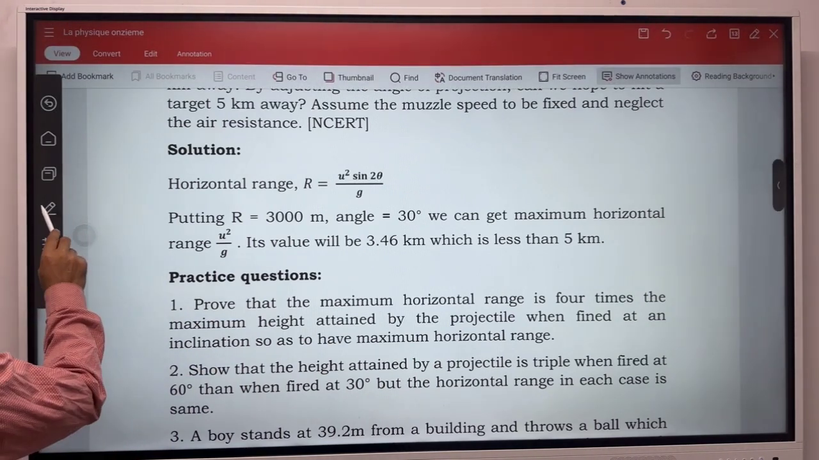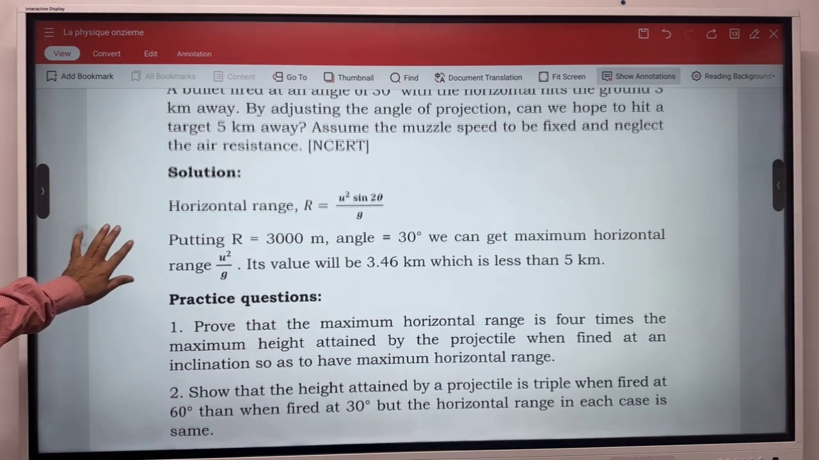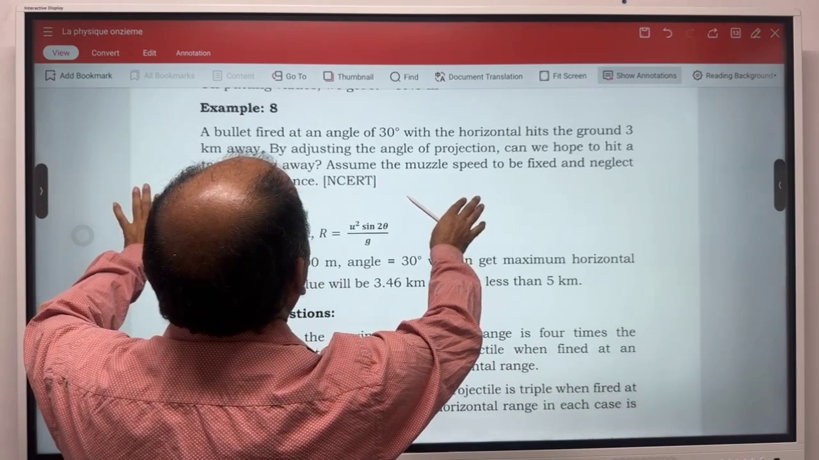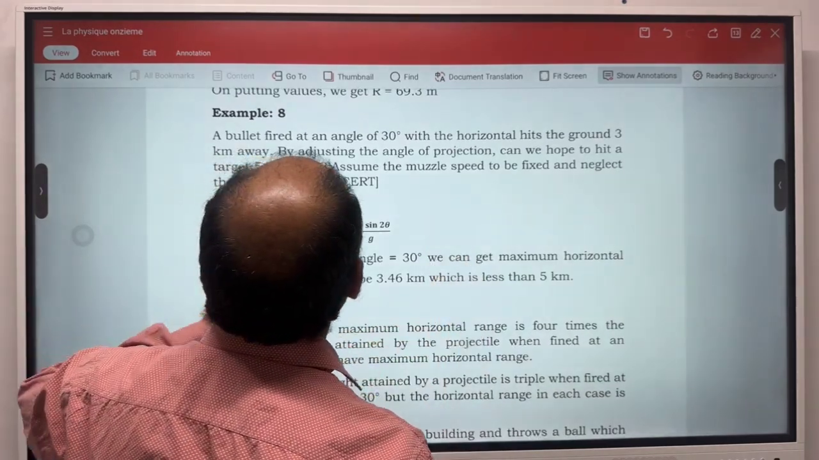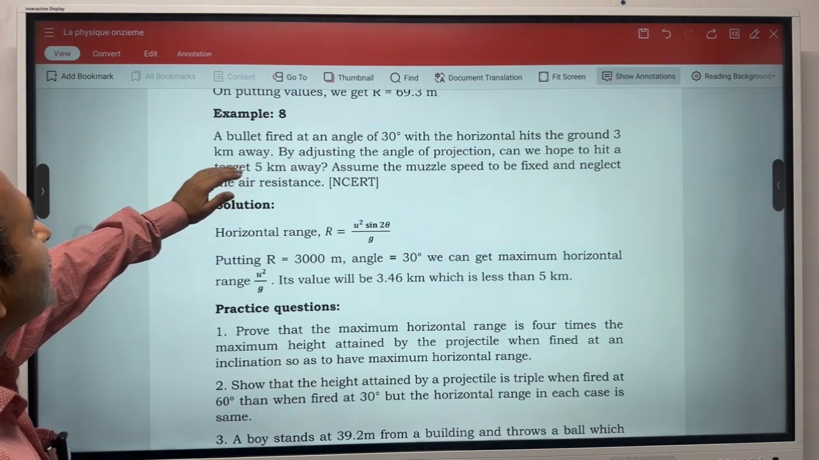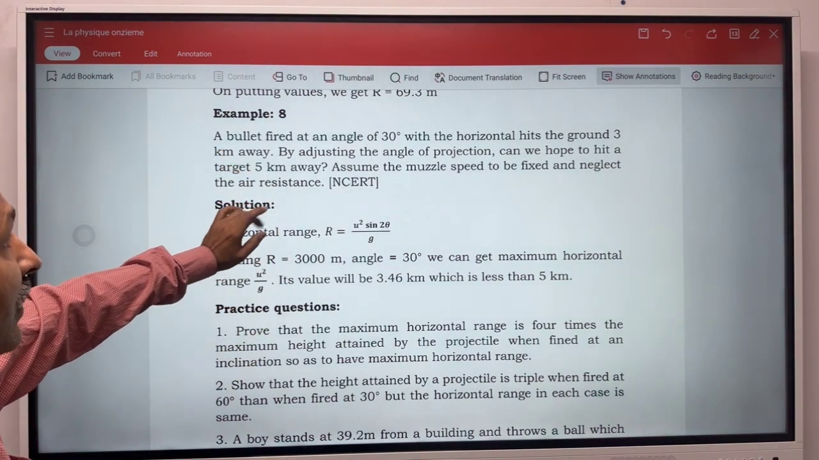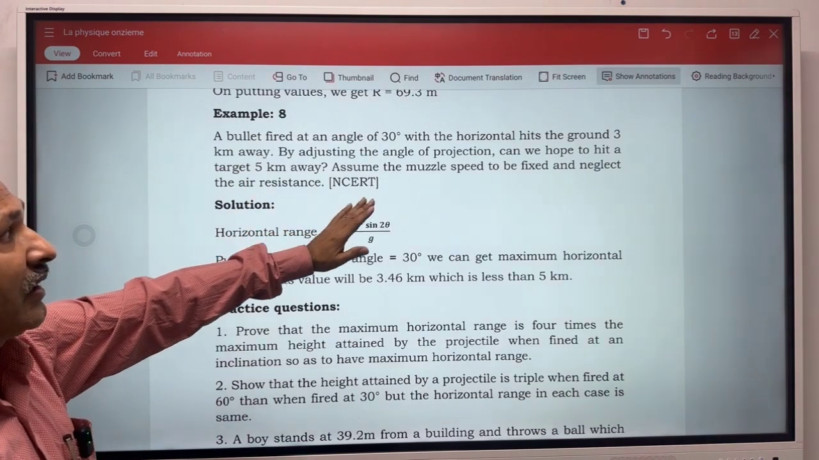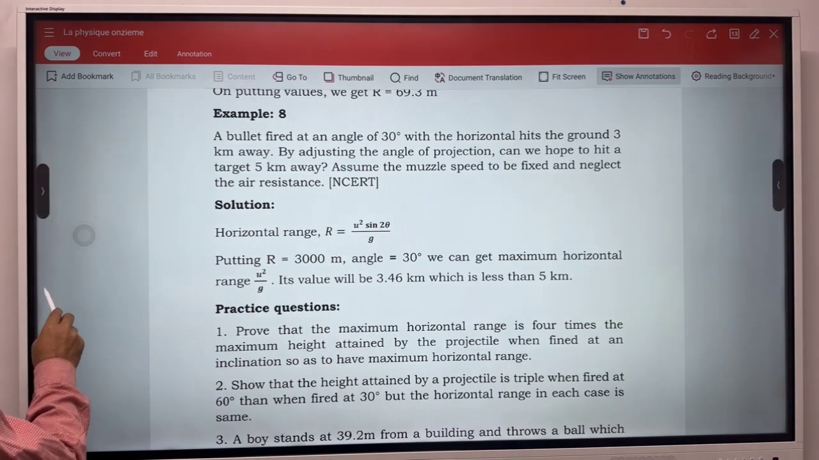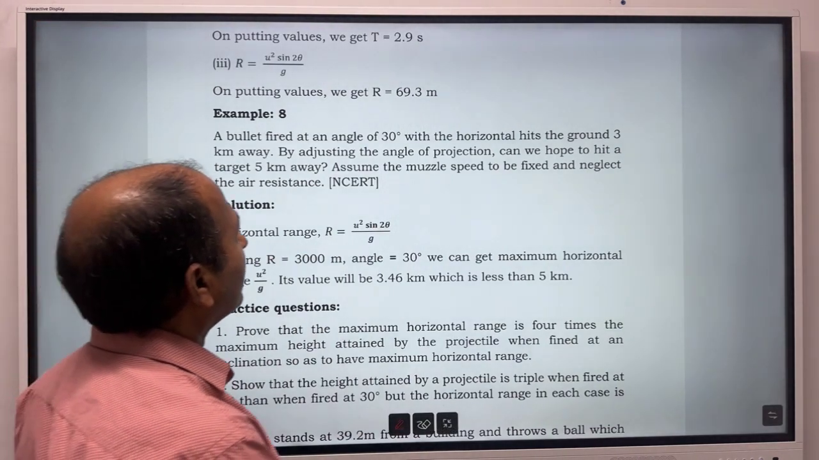So here the question says that we have to make an adjustment of only the angle, and we want the horizontal range to reach 5 kilometer. Whether this is possible or not. But there is one condition: velocity will remain the same, means speed is not going to be changed. So let's see whether it is possible or not.